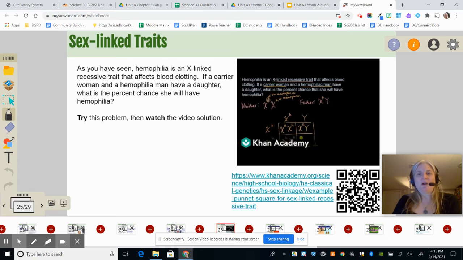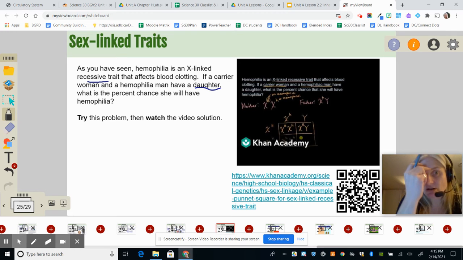All right, let's try a little practice problem here. If you're watching the slides, you can just watch the video solution. Otherwise, we'll do the solution together here. Hemophilia is an X-linked recessive trait that affects blood clotting. If a carrier woman and a hemophilia man have a daughter, what is the percent chance she will have hemophilia?